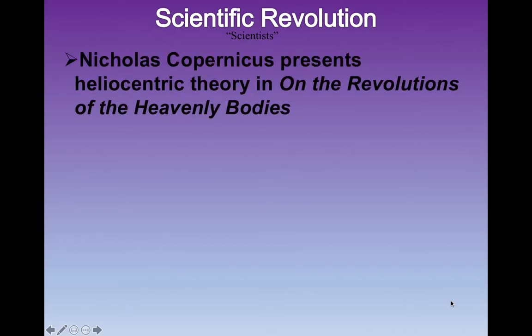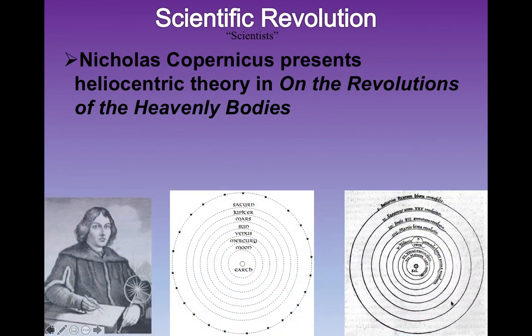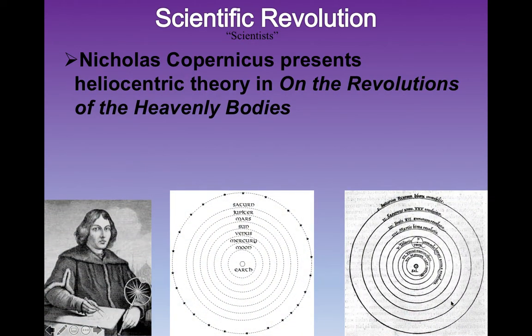Let's look at some of the scientists. Now, Nicholas Copernicus is going to present his heliocentric theory. That is where the sun is the center of the solar system, not the Earth. The medieval way of thinking was that the Earth was the center. It kind of made sense to people back then. But when Copernicus starts to really study these things, he really starts to challenge that.